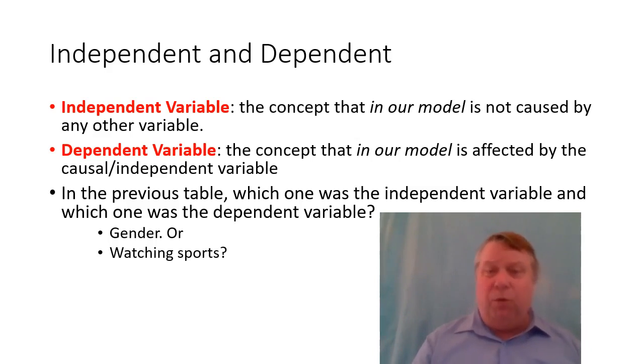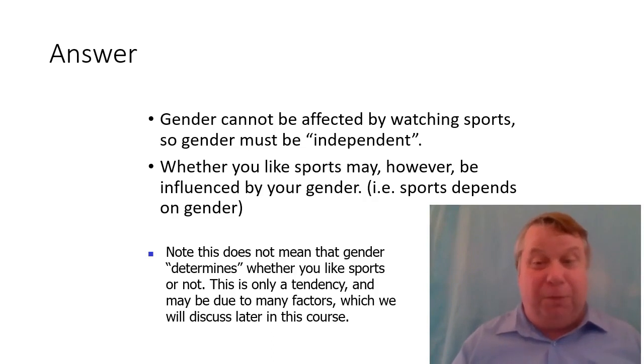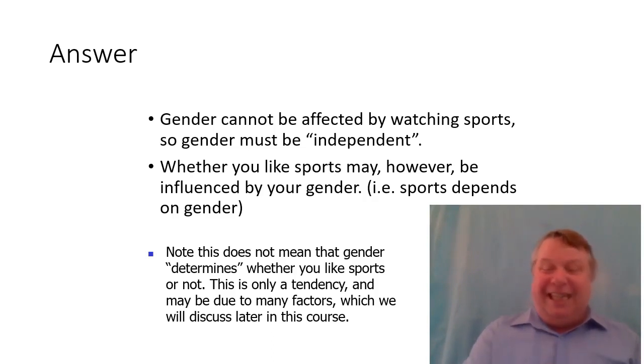So in the previous table, which was the independent variable and which one was the dependent variable? Was gender the independent variable or was watching sports the independent variable? So the question is, which one affected the other one? The answer to this, we have to rely on logic, because gender cannot possibly be affected by watching sports. You're not going to become a man because you watch more sports, or you're not going to become a woman because you don't like to watch sports, right? So gender is the independent variable, and whether or not you like sports, that is your dependent variable, right?